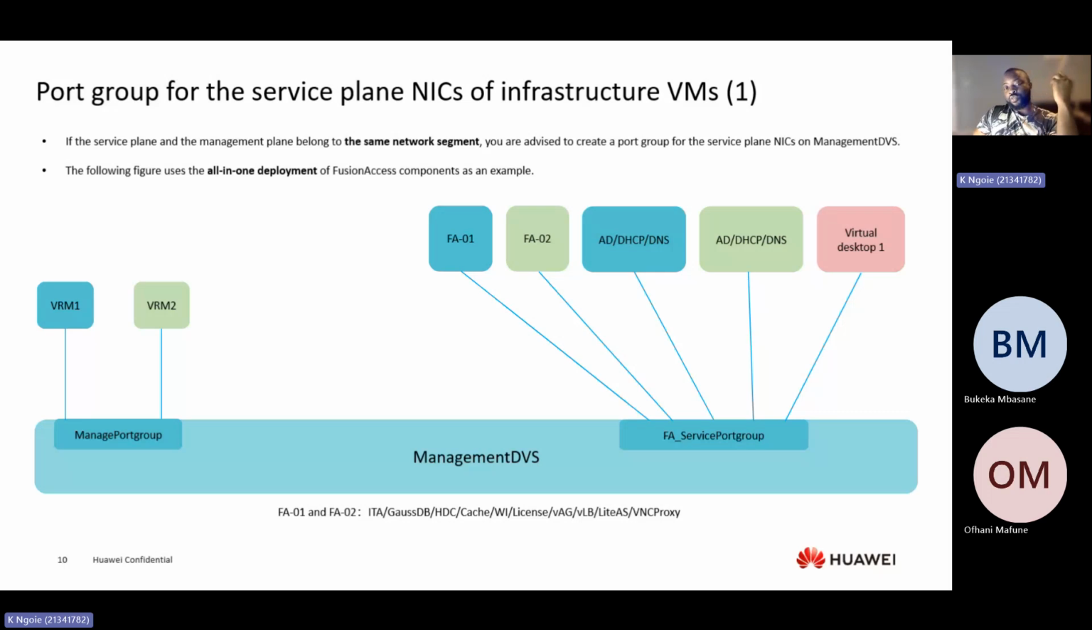In terms of configuration, we recommend that you create a port group for the service plane NICs. The NICs are the network interface cards on the management DVS, which means the management distributed virtual switch. This setup will help simplify the network configuration and enhance manageability, since both planes use a unified distributed virtual switch, or DVS, right?